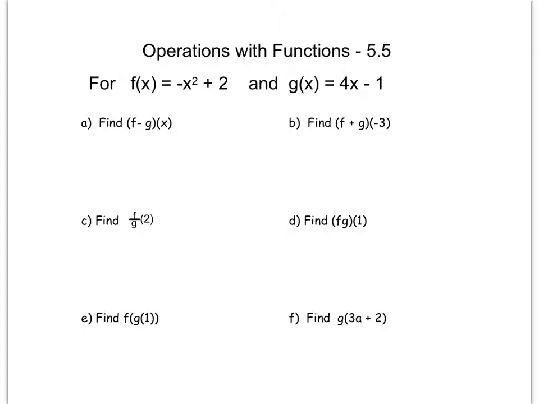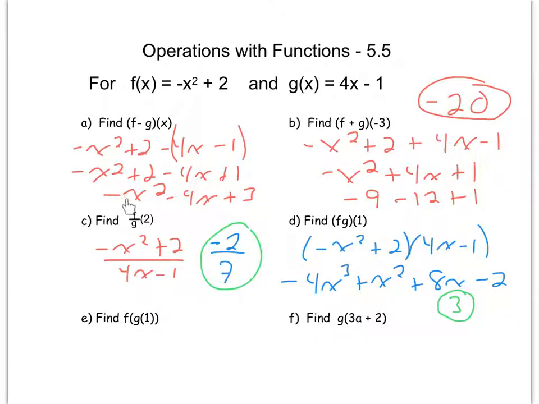Okay, for the first one, you should have had negative x squared minus 4x plus 3. I just did f of x minus g of x. I distributed my negative, so I get negative 4x plus 1. Combine like terms: negative x squared minus 4x plus 3.